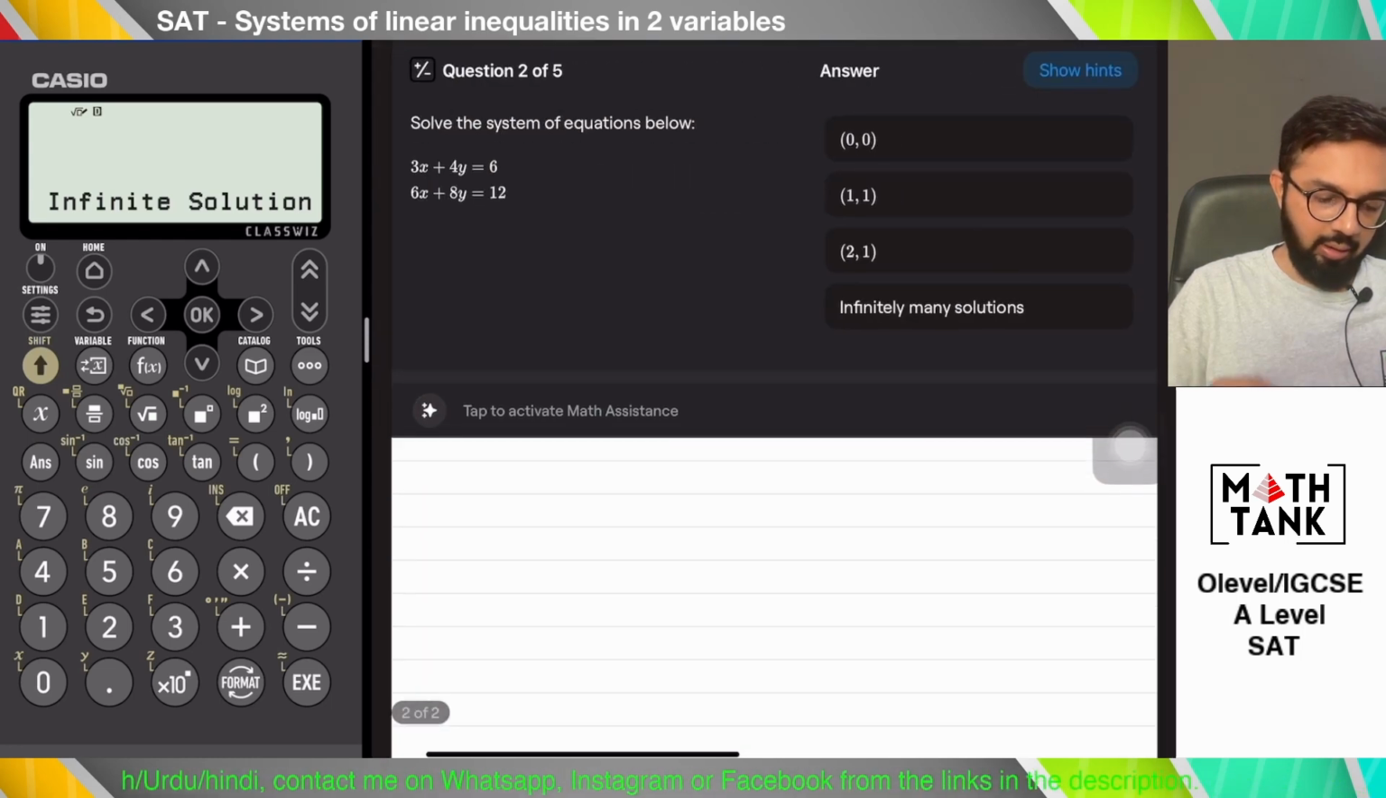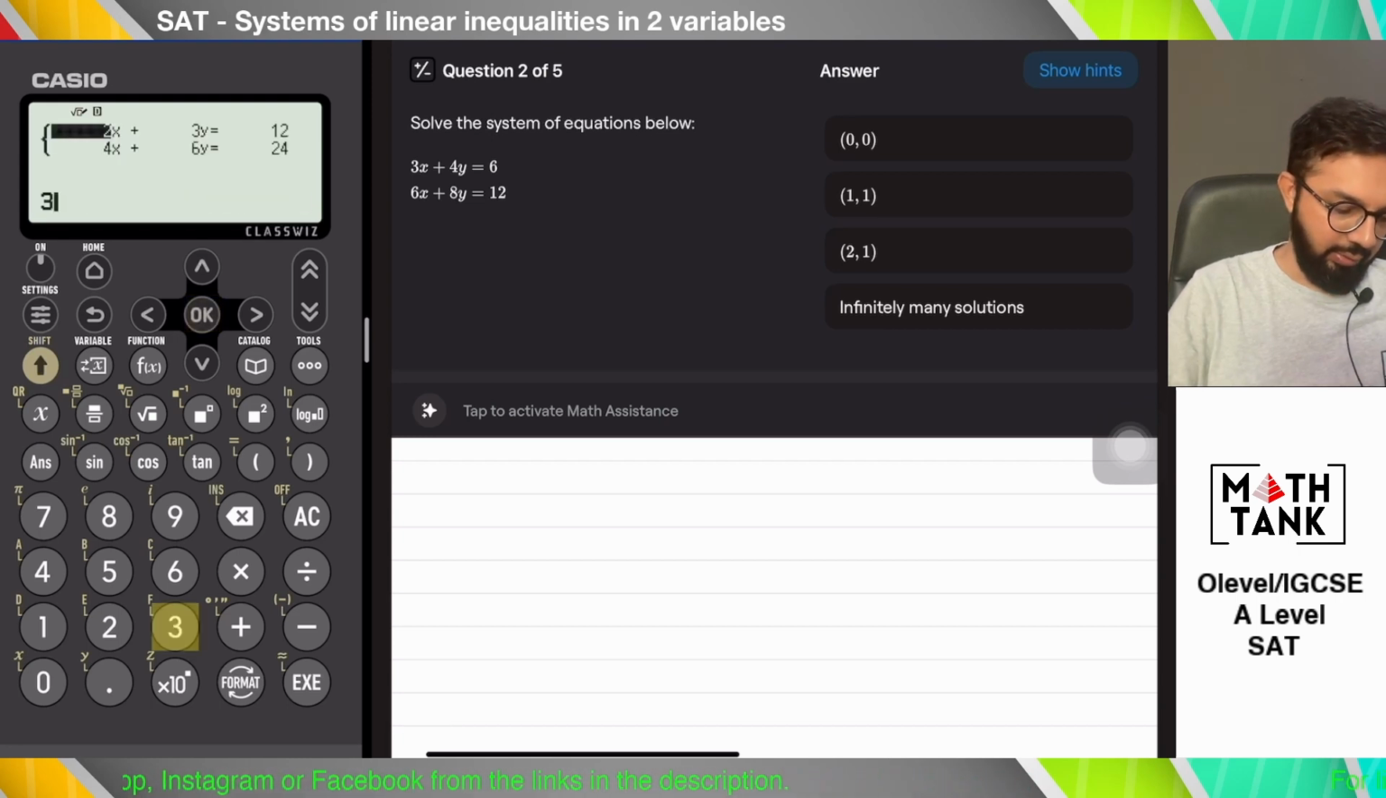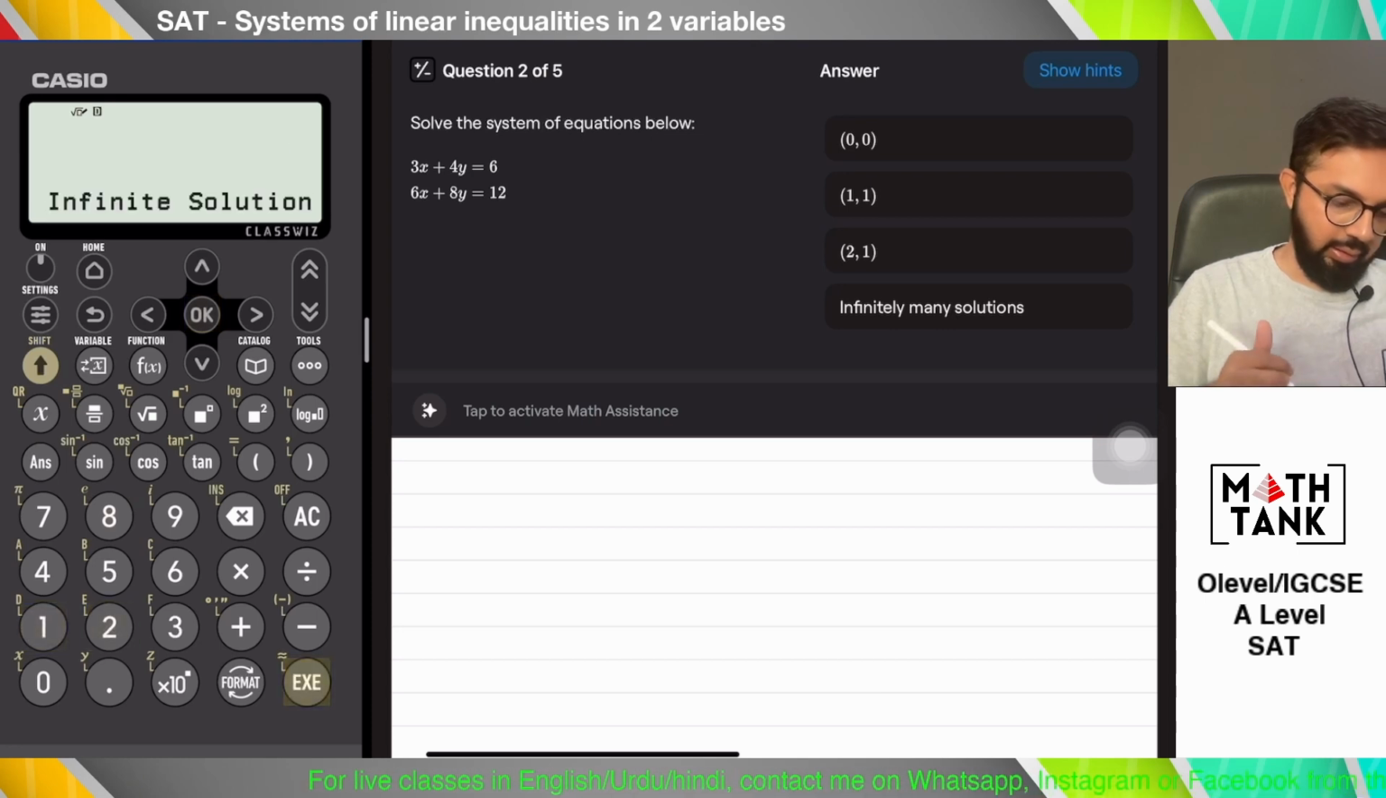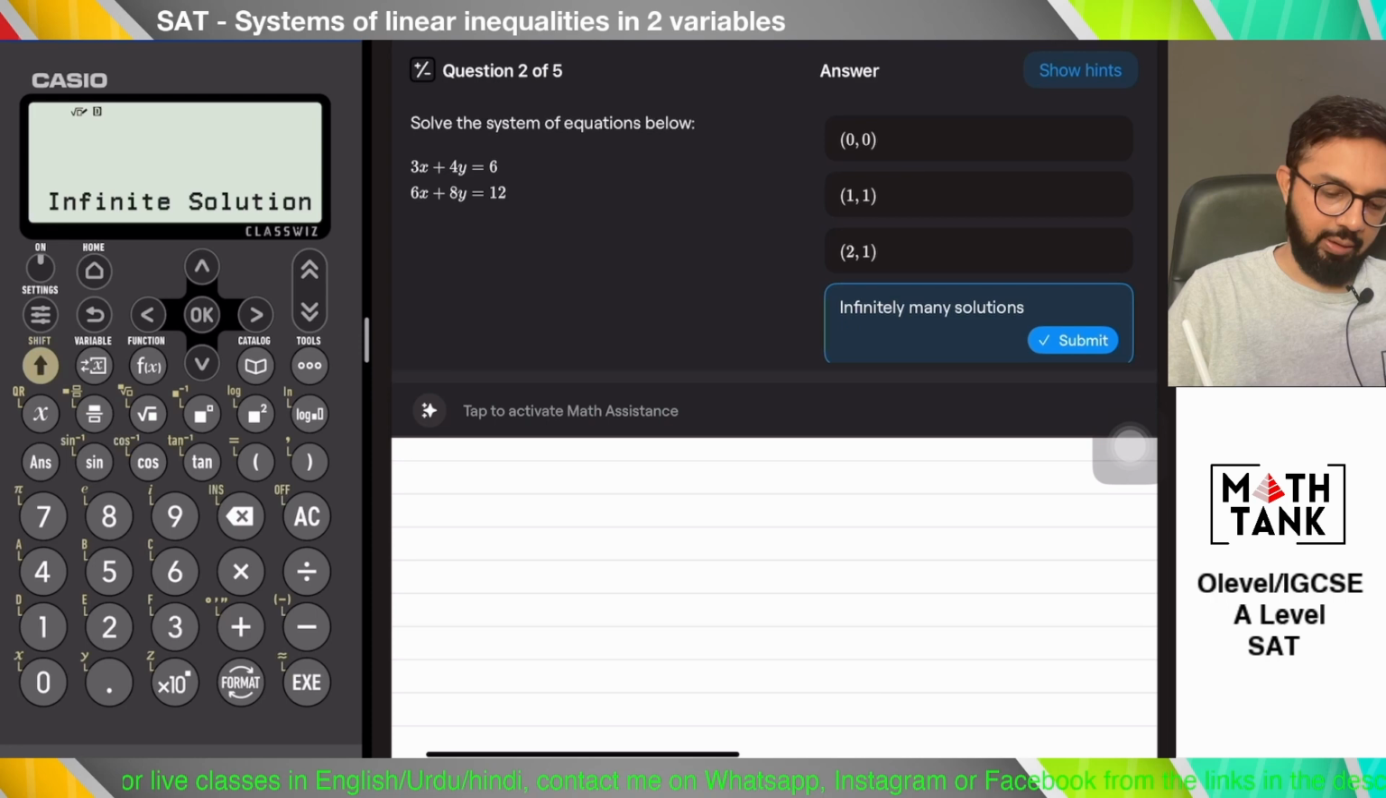Okay, again, given the system of equations below, I can do this on my calculator. 3, 4, 6, 6. Okay, infinitely many solutions again.